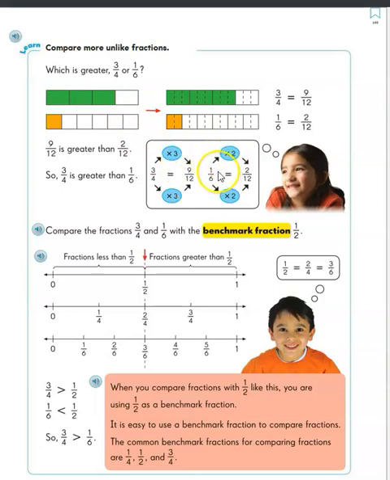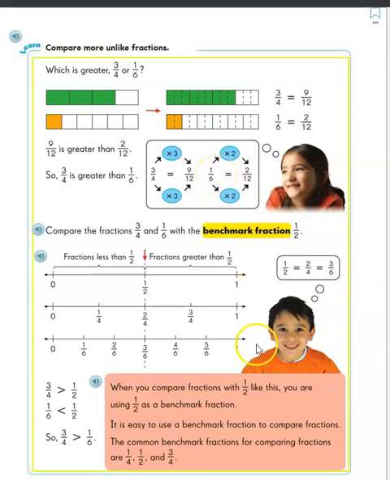Now we're going to take a look at our 1/6. 1/6, we know all we need to do is multiply by 2 to get our denominator to be 12. So 6 times 2 is 12. 1 times 2 is 2. And we can see that up here, guys. 1 piece out of 6 is the same as 2 pieces out of 12. So they are equivalent. So now we've got 9/12 and 2/12.